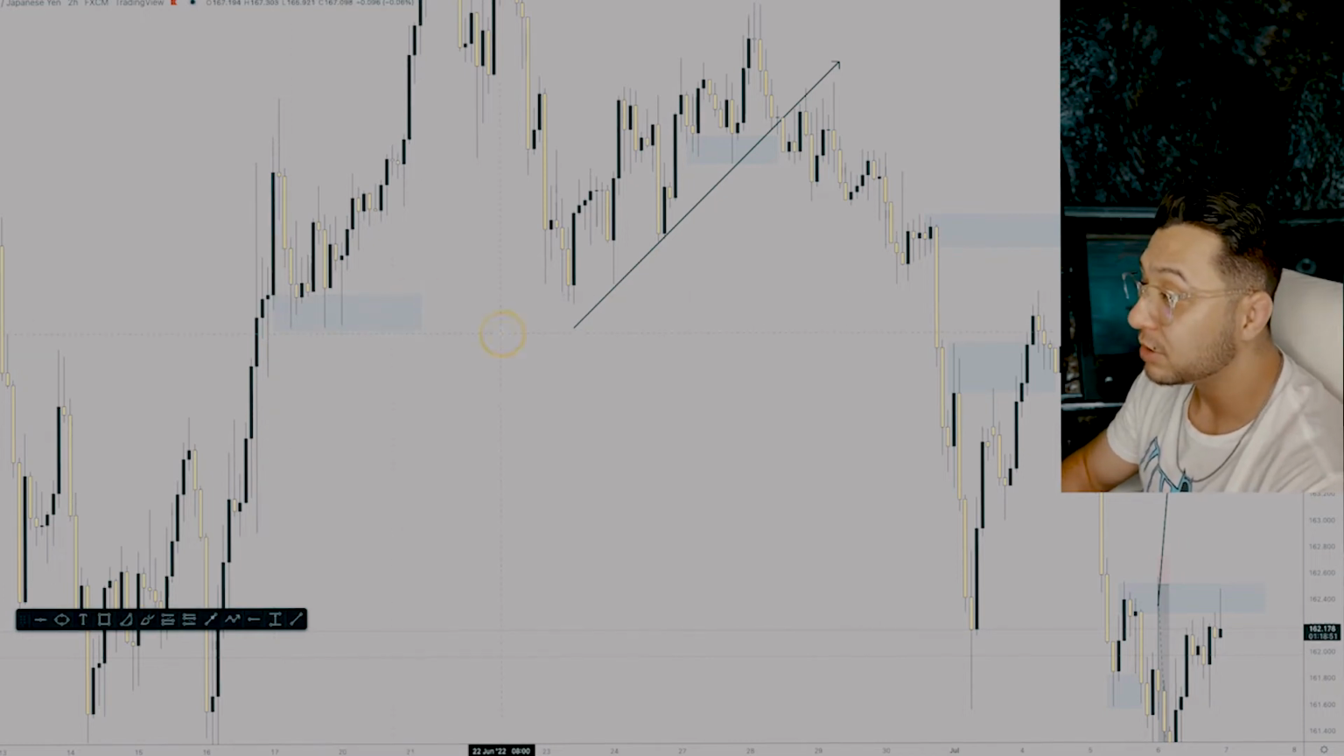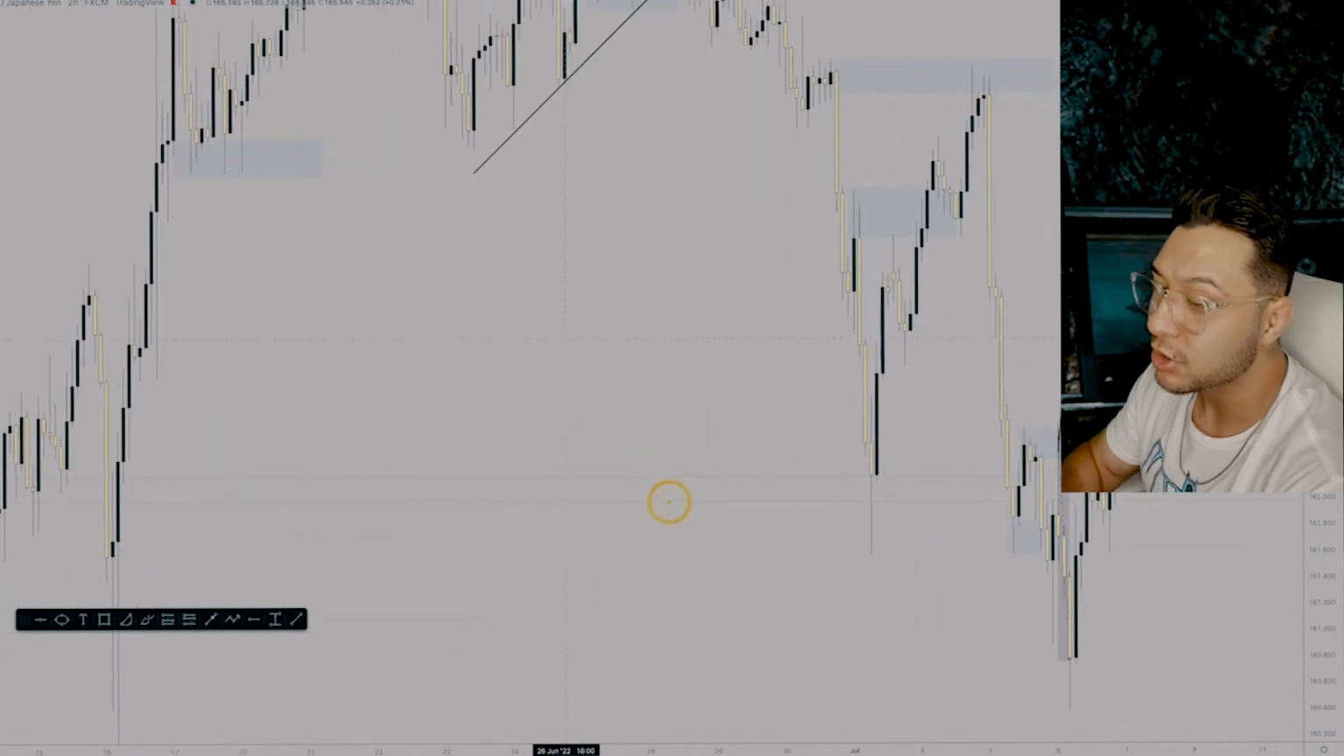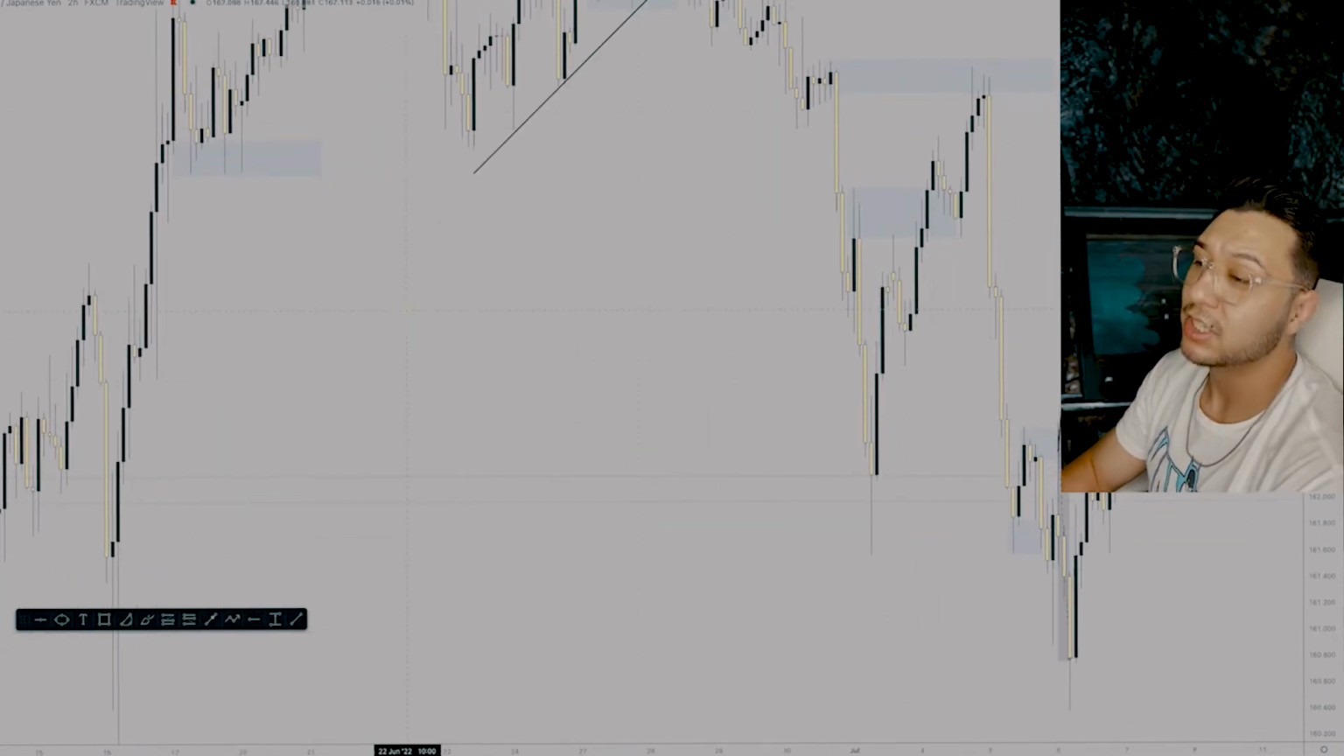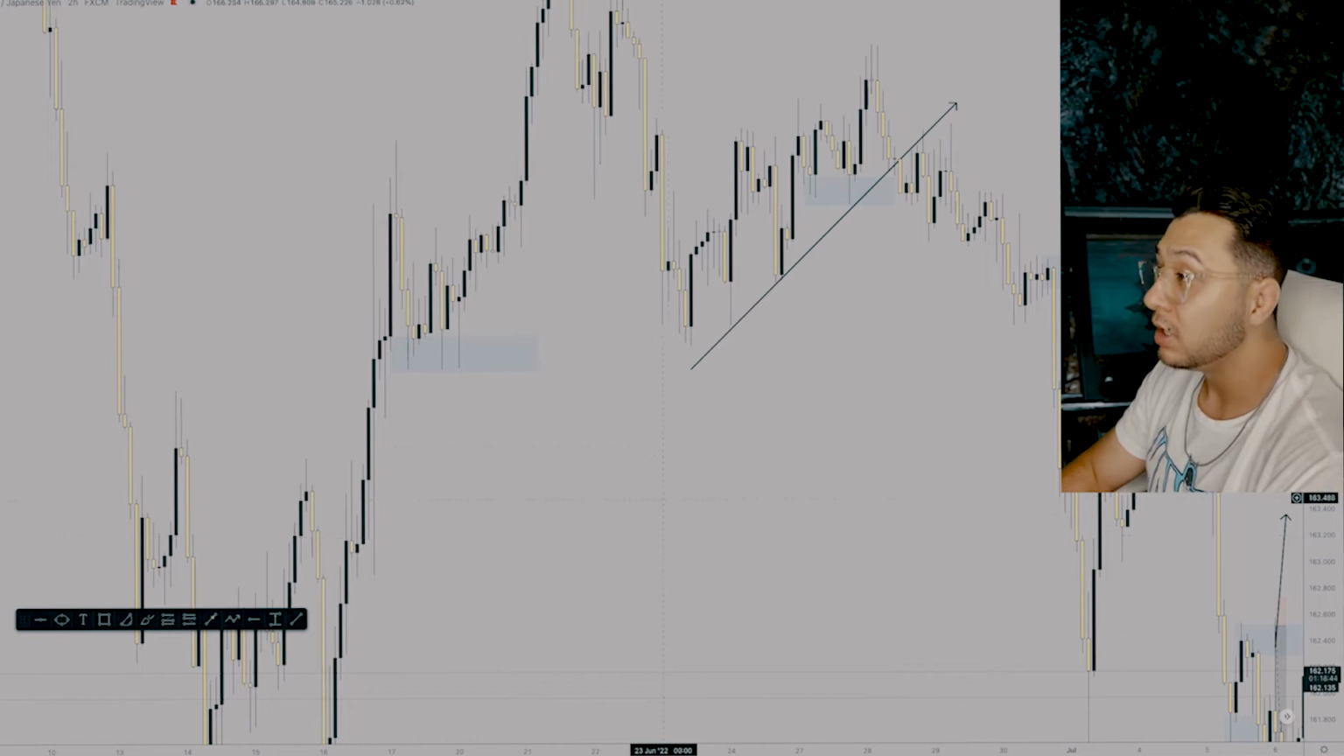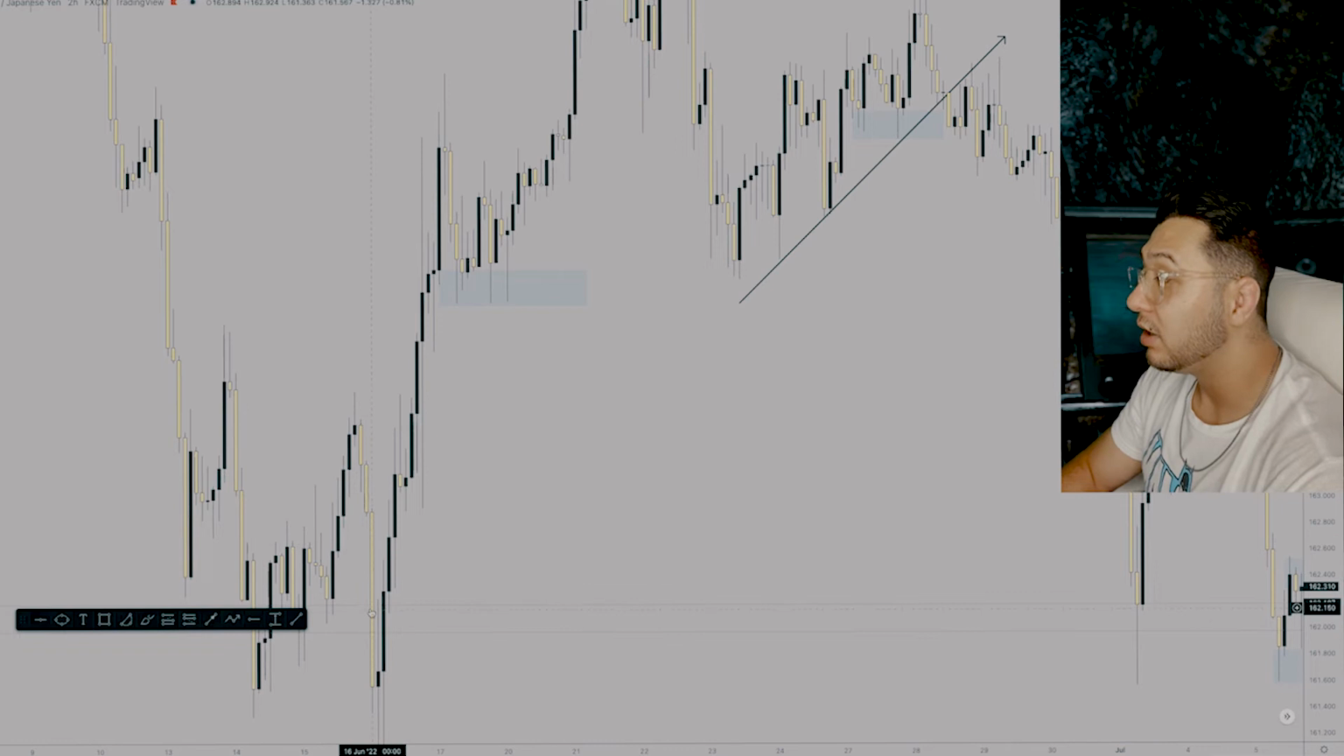But first I'm going to show you some stronger ones on the higher time frame, because those are the ones you really want to focus on, ideally, because that's how you catch these bigger moves. But for some of these scalpers and intraday traders, I'll show you guys how to do that as well. But here's an area of demand.